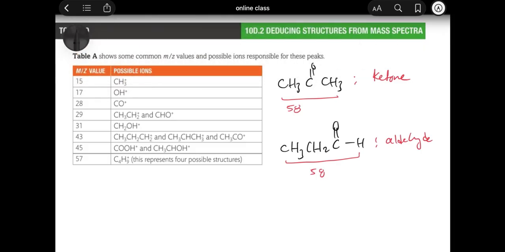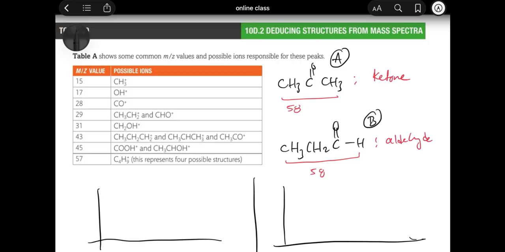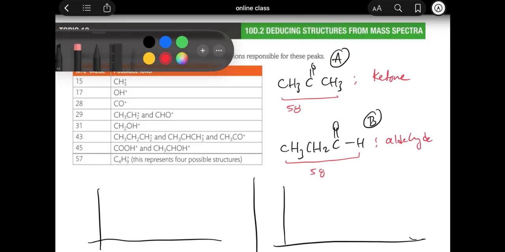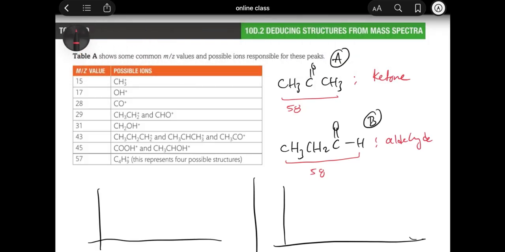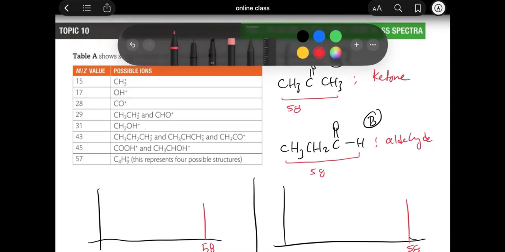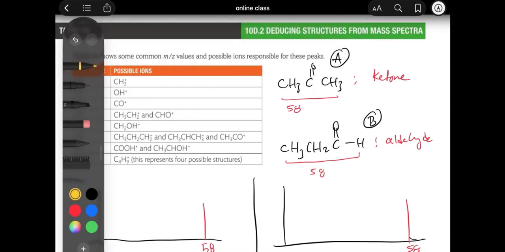So if you want to draw a very simple, approximate mass spectrum for each one, let's call this one A, and the second one B. The first thing that is common between them is that both have the same molecular mass. So this one is going to be at 58 and this one is going to be at 58. So we still have the same thing. But if we want to distinguish between the two compounds using spectroscopy, let's go to the structures first.